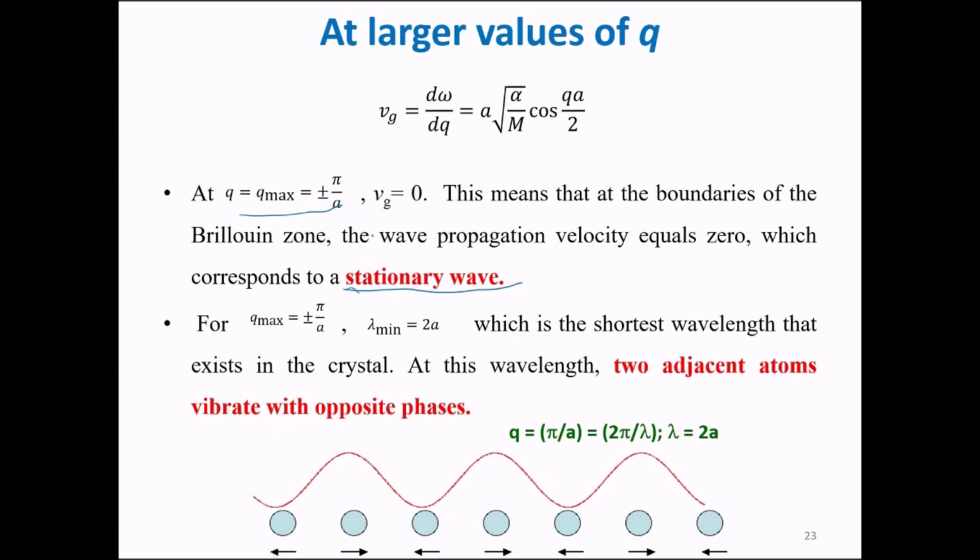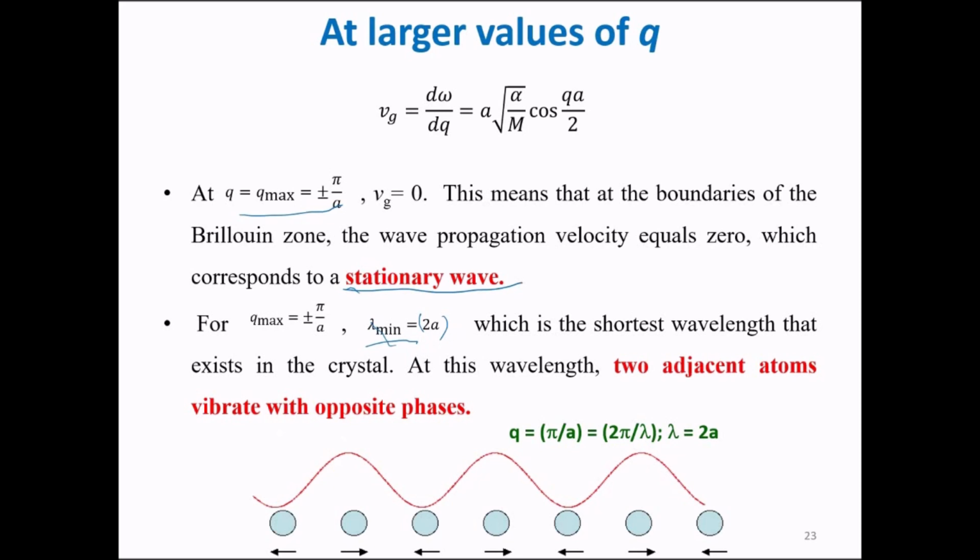Cannot propagate. So we have a stationary wave. Stationary wave, what does it mean? Oh, this means like this. Q mark. So this means lambda becomes minimum, right? Q mark, lambda becomes minimum. Lambda becomes minimum should be equal to A.